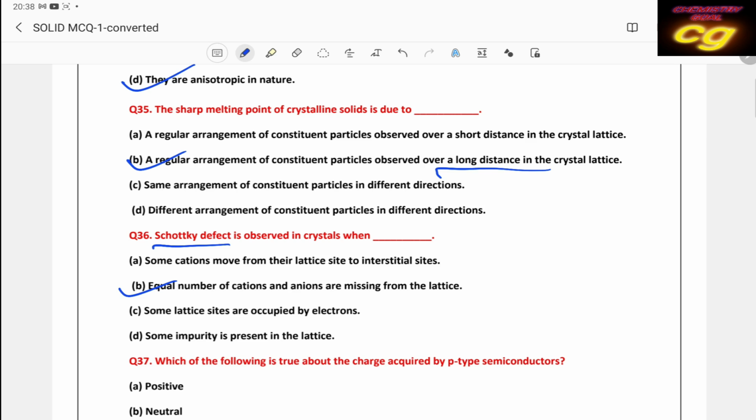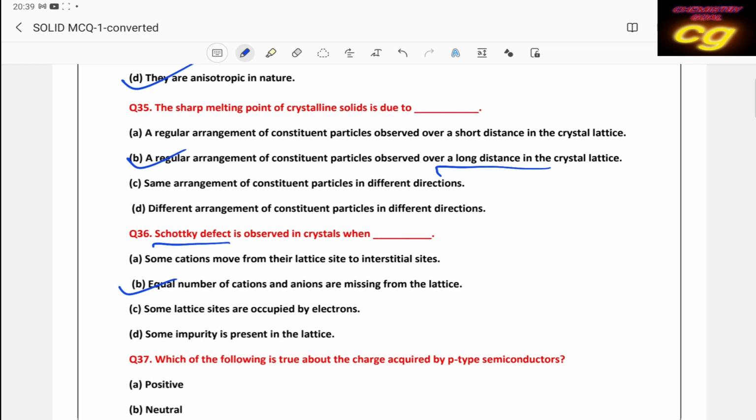Whenever you are attempting a multiple choice question, an MCQ, if you find the answer in the first point, don't move to other points, so that you can save time. So we got the answer, equal number of cations and anions are missing from the lattice points, you put the choice, this is the correct answer. So don't move to other points, because it will waste your time. You have to save the time.